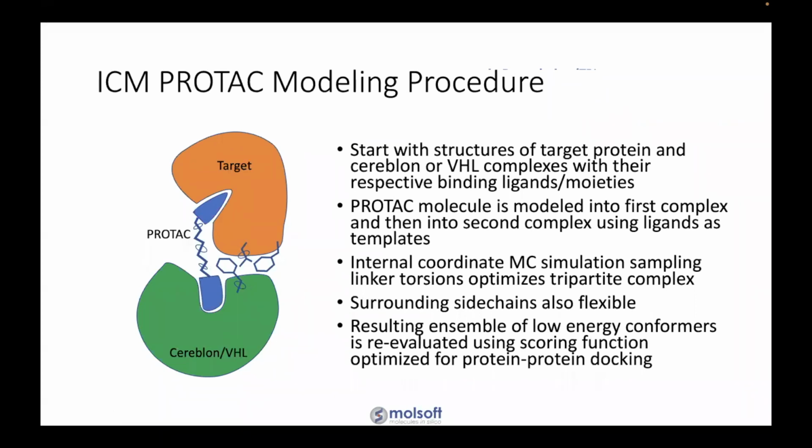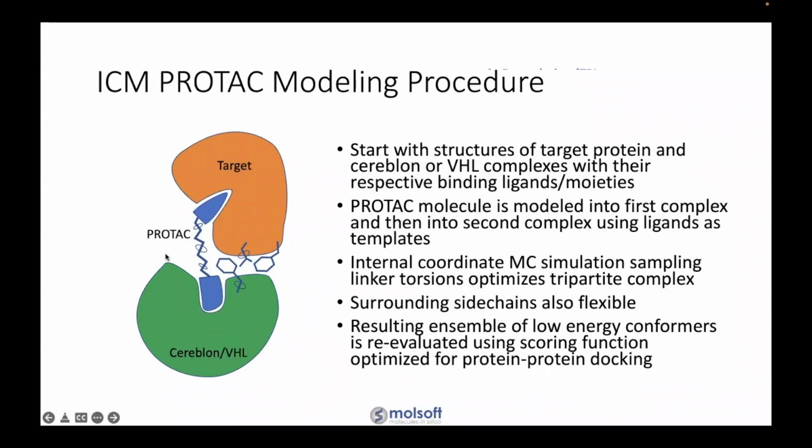We then use internal coordinate mechanics, Monte Carlo simulation, biased probability Monte Carlo simulation. I can send links to the papers that describe that method. There are webinars on using the simulation method also on YouTube. Basically the simulation samples the torsions and optimizes the tripartite complex. So you've got three elements: the PROTAC, the target, and Cereblon or VHL.